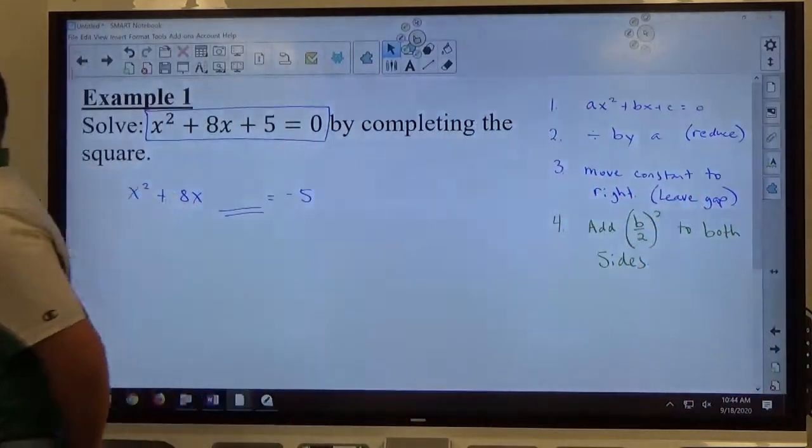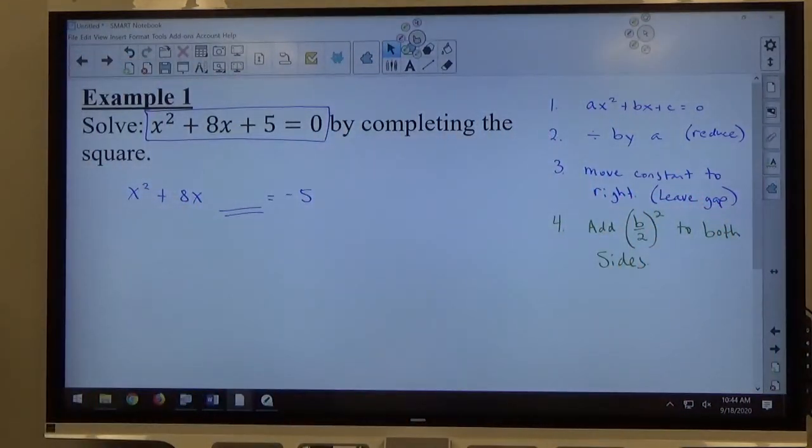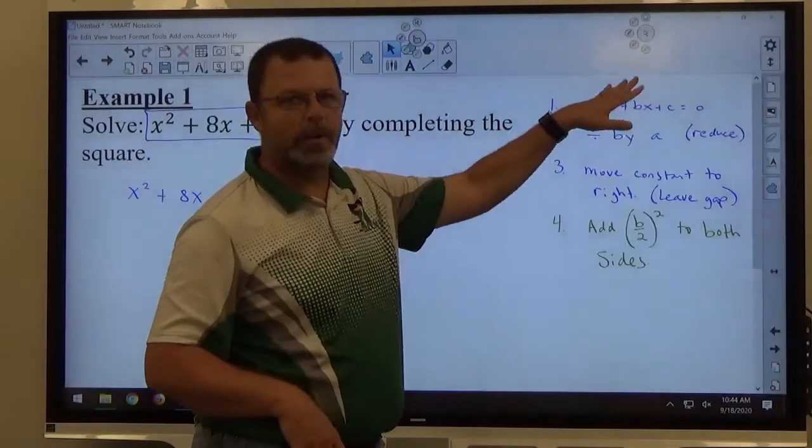Step 4, you're going to add b over 2 squared to both sides. Okay, we've been working with quadratic equations now for a couple weeks, right? And a has always been the number in front of x squared, b has always been the number in front of x, and c has always been the constant, right? Every single time. Even in this structure here, you can see bx happening right there, right?